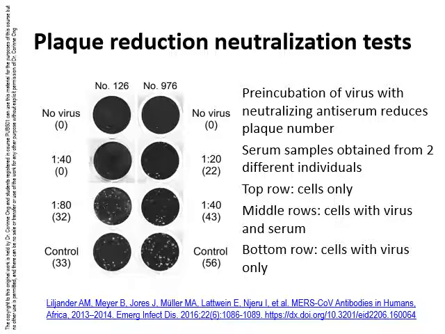If you look at the third well on the left, the 1 in 80 dilution of sample number 126, neutralizing antibodies were only present in very low or insignificant amounts, with 32 plaque-forming units present, compared to 33 in the control. With sample number 976, more than 50% plaque reduction was observed with the 1 in 20 serum dilution. This is the second well on the right, with only 22 plaque-forming units, compared to 56 plaque-forming units in the control well at the very bottom of the row. Once again, Vero cell lines were used in these tests.